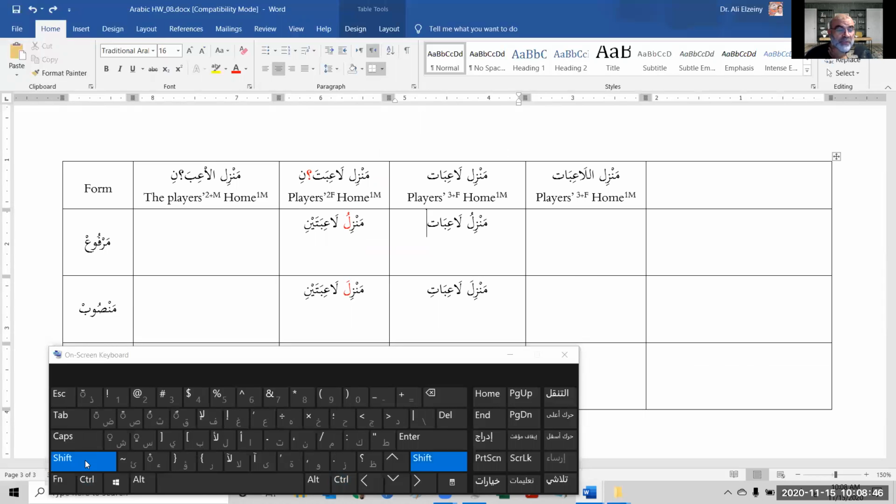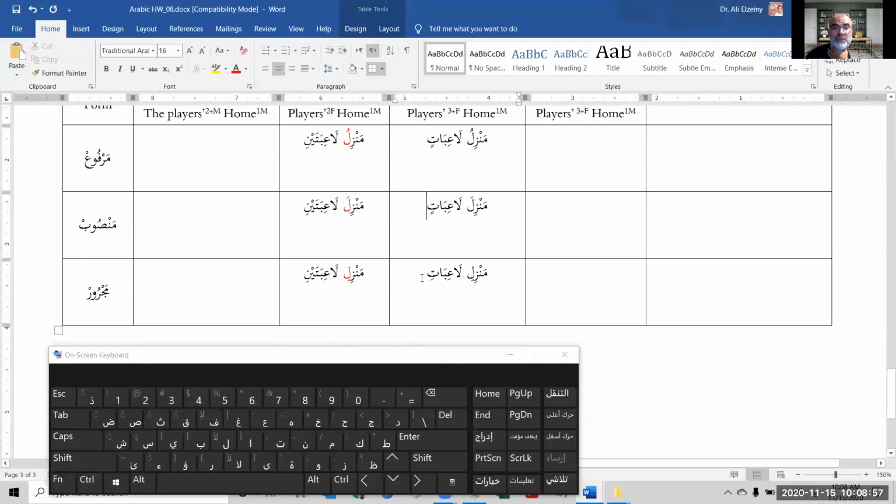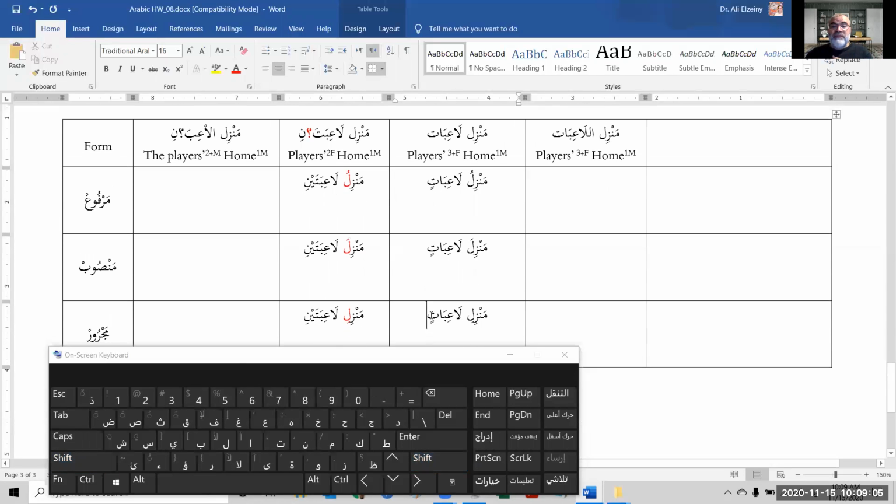This should have been tanween kasra. Where is that? Yeah, here it is. And this one should have been tanween kasra. And this one should have been tanween kasra. Why tanween? The default is tanween unless you have alif lam.